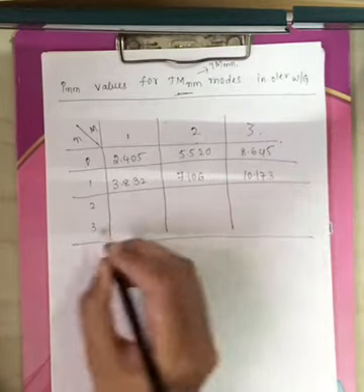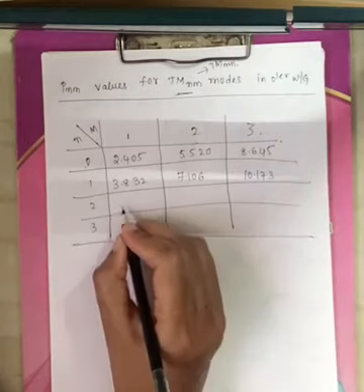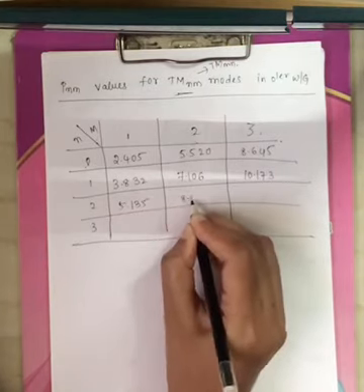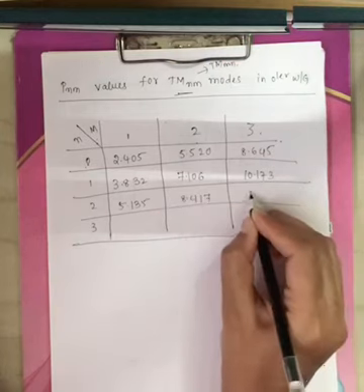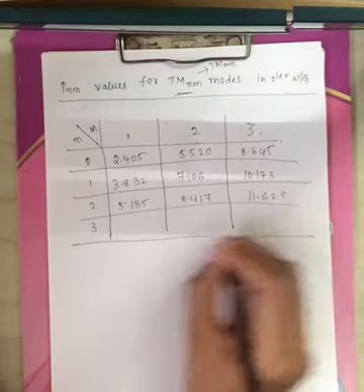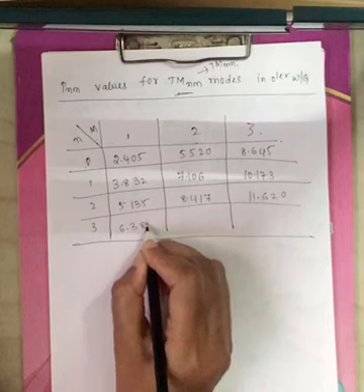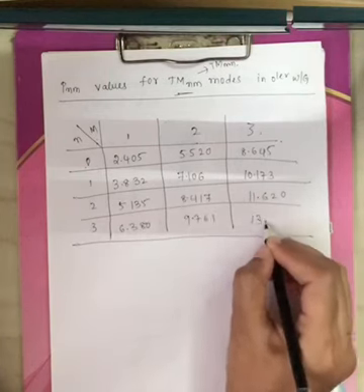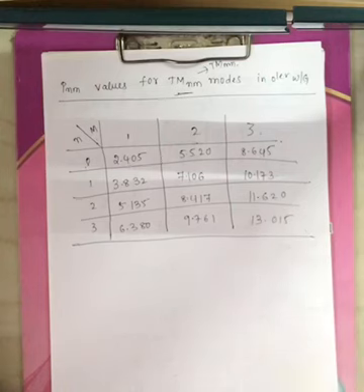10.173, and for this you have 5.135, 8.417, 11.620, 6.380, 9.761, 13.015. No need to remember these values, but they are used for calculation of problems.